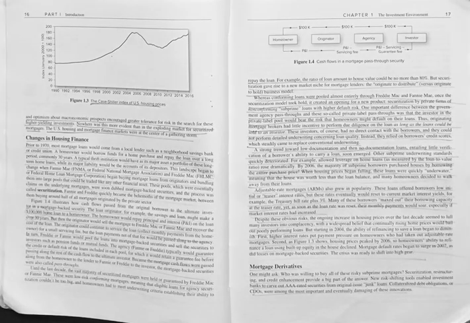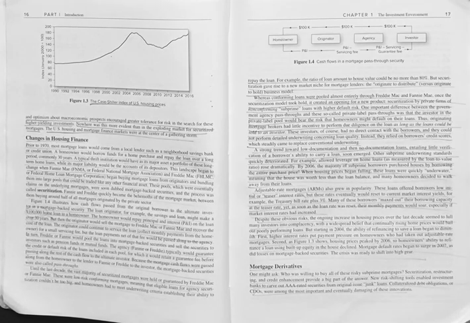One might ask, who was willing to buy all of these risky subprime mortgages? Securitization, restructuring, and credit enhancement provide a big part of the answer. New risk shifting tools enabled investment banks to carve out AAA rated securities from the original issue junk loans. Collateralized debt obligations, or CDOs, were among the most important and eventually damaging of these innovations.